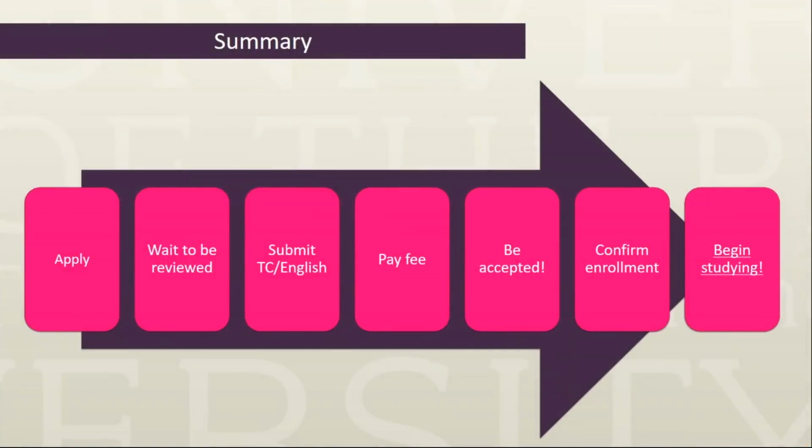To sum up what we have just discussed throughout this presentation, we wanted to leave you here with a visual summary. First, apply to the university. Then your application will be reviewed. You will submit transfer credit or English appeal if required. You will pay your application processing fee. You'll be accepted. You'll confirm your enrollment. And then you will begin studying and join the UoPeople education revolution.